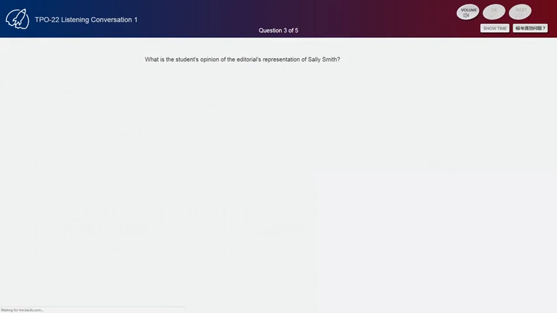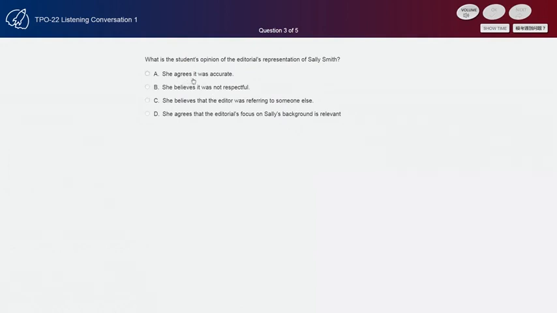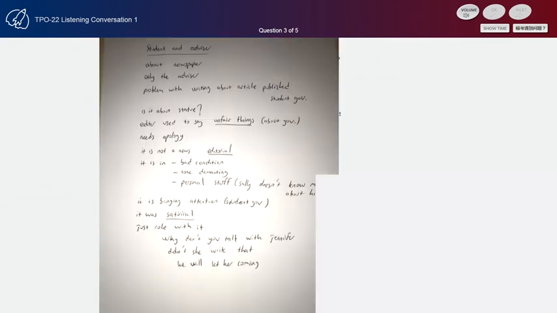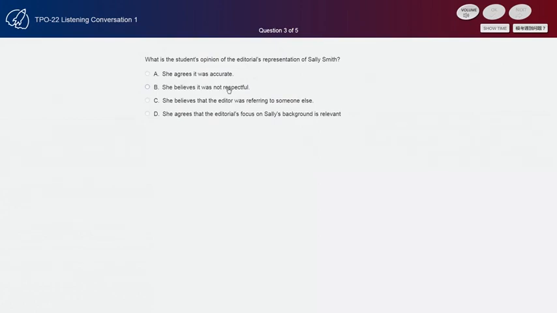What is the student's opinion of the editorial's representation of Sally Smith? She agrees it was accurate. No, she is there to complain about it, so it's not true. She believes it was not respectful. Yeah, it's sort of true, because I'm looking at my notes now, and I see here that I wrote tone demeaning. The tone of the editor is demeaning, so it means it's not respectful, right? So that's why I am more prone to choose she believes it was not respectful, as I also wrote it down on my paper.